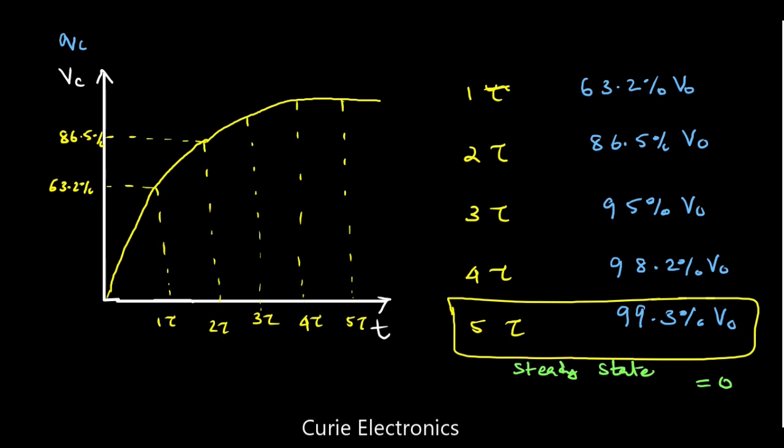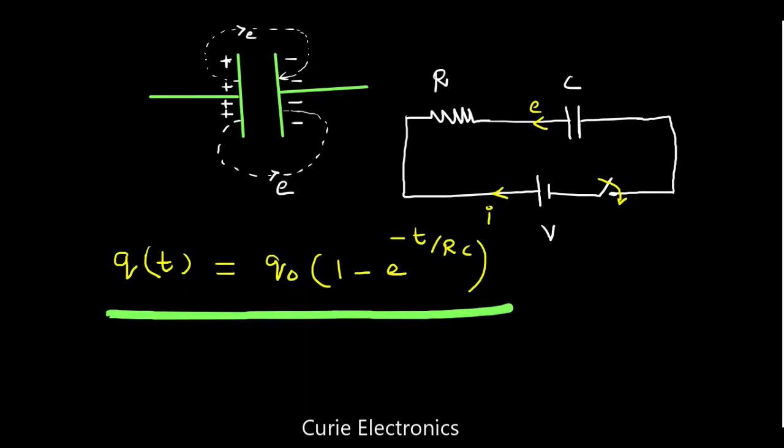I wrote, at steady state circuit current I equals 0. So after 5 time constants, the capacitor doesn't draw any current, so it is under steady state. Right. I think this is sufficient. Okay. So in the previous video I told how I am finding the 63% and all this from the equation.